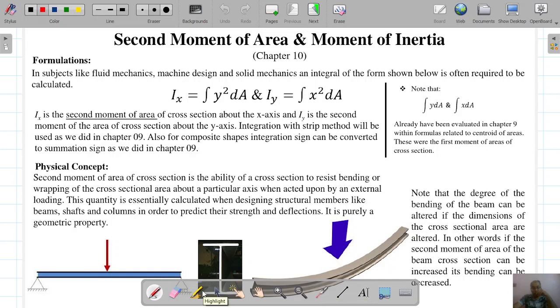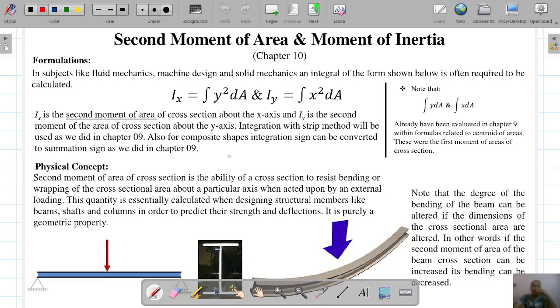So you must always remember that Ix equals the integral of y squared dA, and whatever the limits will be, you have to apply the respective limits, and Iy equals the integral of x squared dA. And remember, dA will always be calculated as a differential strip of rectangle which has a specific length and specific width, exactly the same way in which we calculated the given shaded area during centroid calculation in chapter 9. So this is the explanation of Ix.